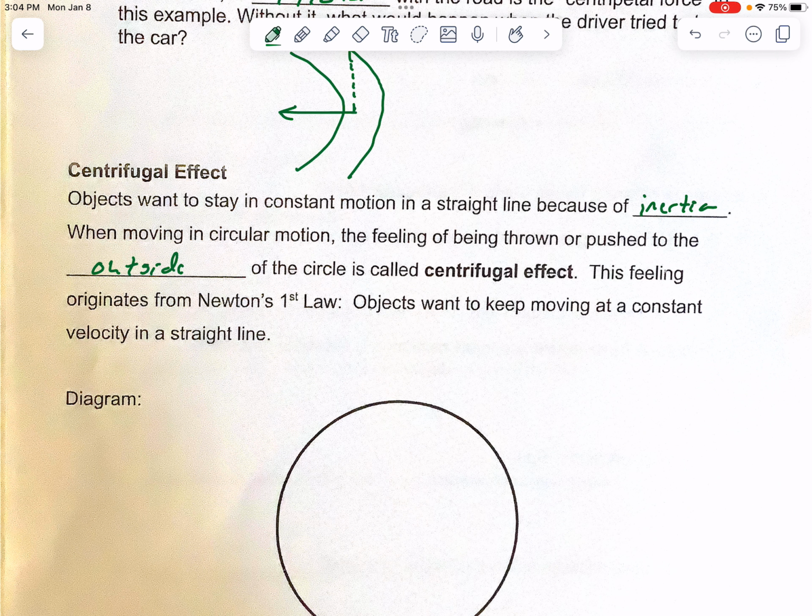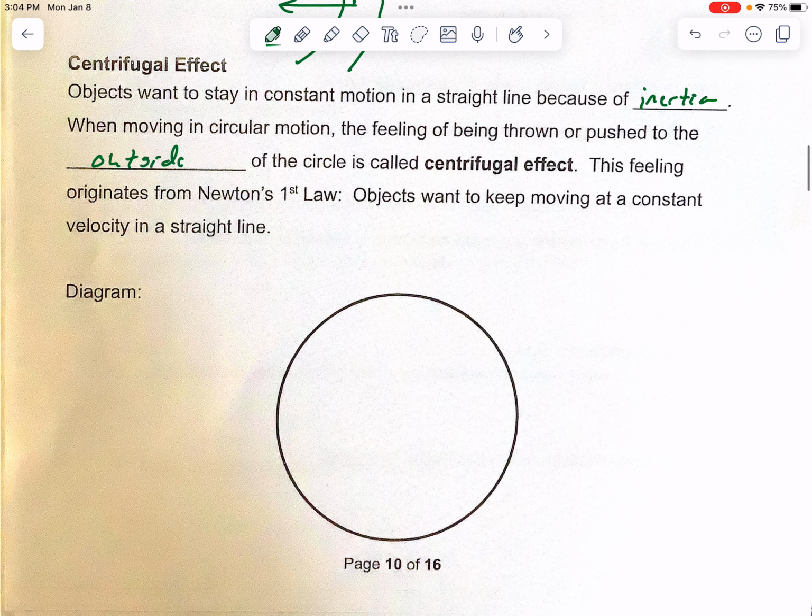Okay, so this feeling originates from Newton's first law. Objects want to keep moving at a constant velocity in a straight line. An example would be a carnival ride where a person stands on the wall and you start spinning around and around, and then they drop the floor out from beneath you. Instead of falling, the centrifugal effect pushes your body against the wall and keeps it there. Following this first law with inertia, your body wants to keep going in that direction, so that's why you're pinned up against that wall.